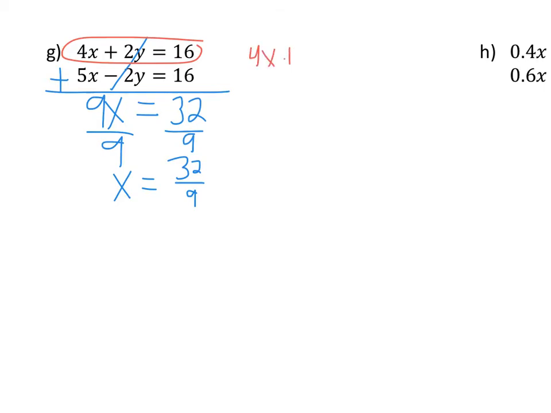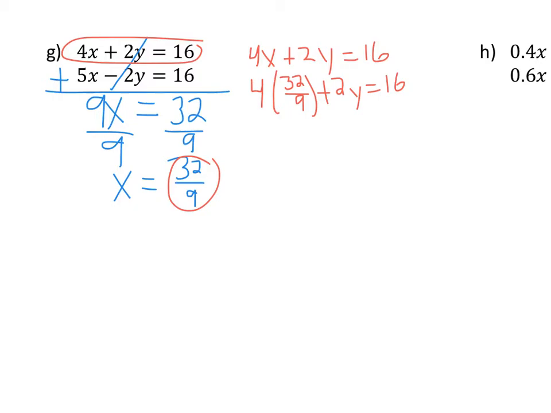4x plus 2y equals 16. I'm plugging in 32/9 for x. So 4 times 32/9 plus 2y equals 16. 4 times 32/9, I'm definitely going to use my calculator and do math, enter, enter to keep it as a fraction in simplest terms. So it would be 128 over 9.